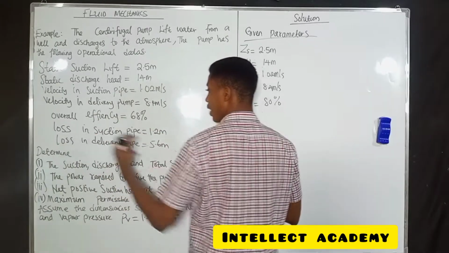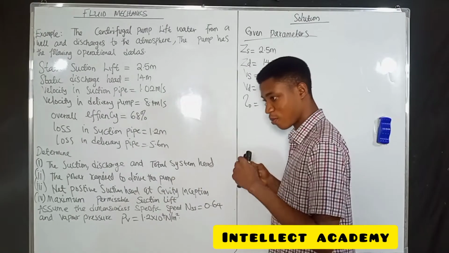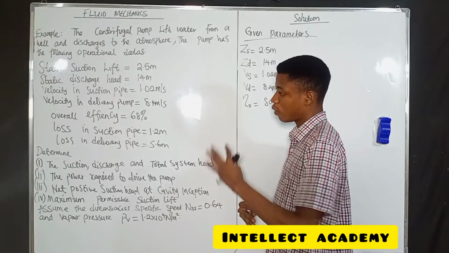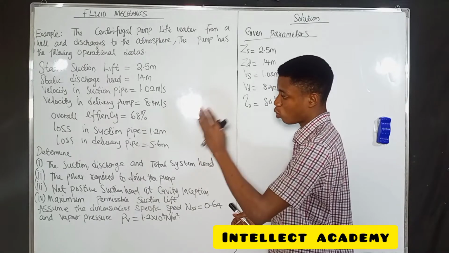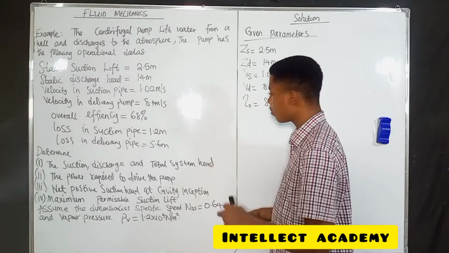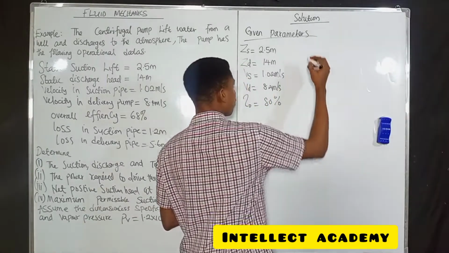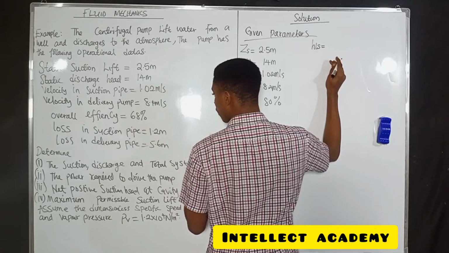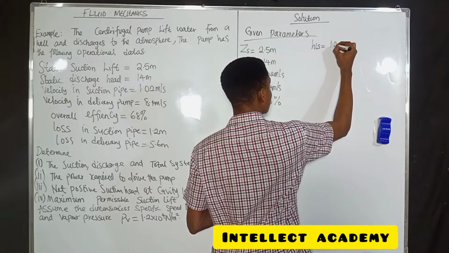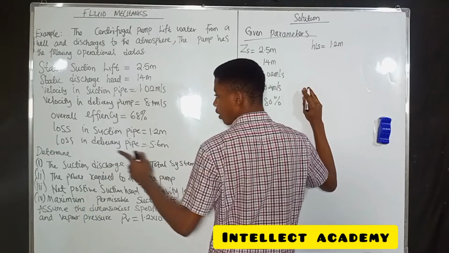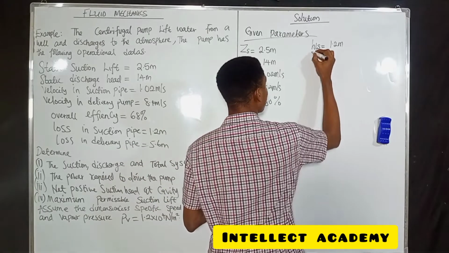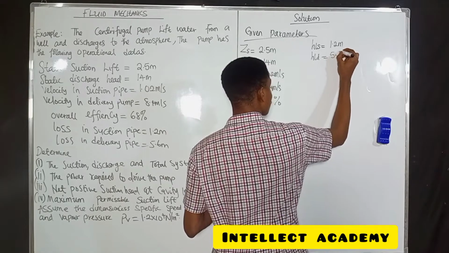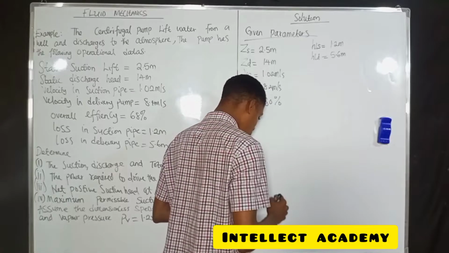We have our dynamic losses, and we said that they are mostly due to friction. So we have the loss in the suction pipe and in the delivery pipe. We signify our dynamic losses as HLS for suction, which is 1.2 meters. Then for delivery we have HLD, which is 5.6 meters.